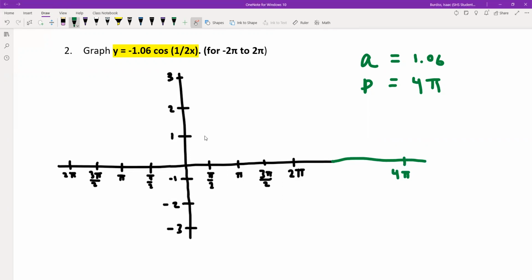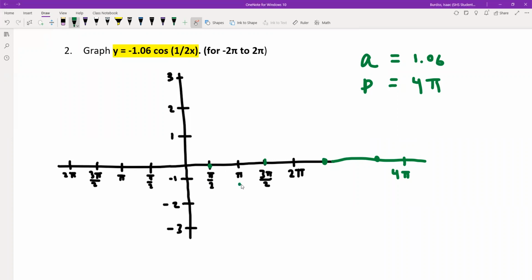All right, so same process pretty much, except we're going to have the endpoints here. And so our amplitude goes to 1.06. So the cosine of 90 is 0. So it's going to be here, 0, 0. And we're just not going to focus on the negative part, but just know that it would be the same for the negative. And then cosine of 180 is negative 1. But we have to make that negative 1.06.